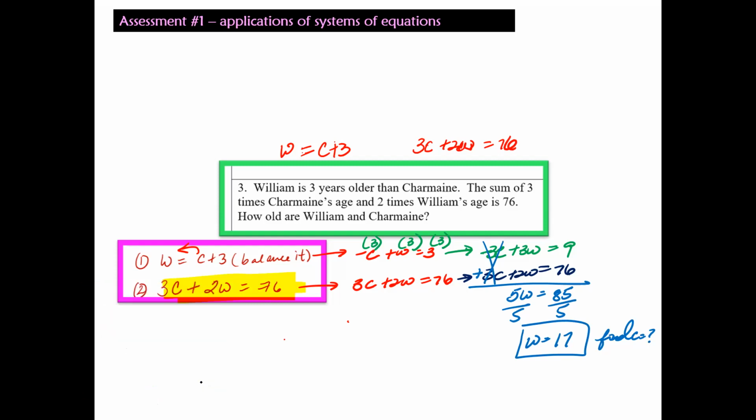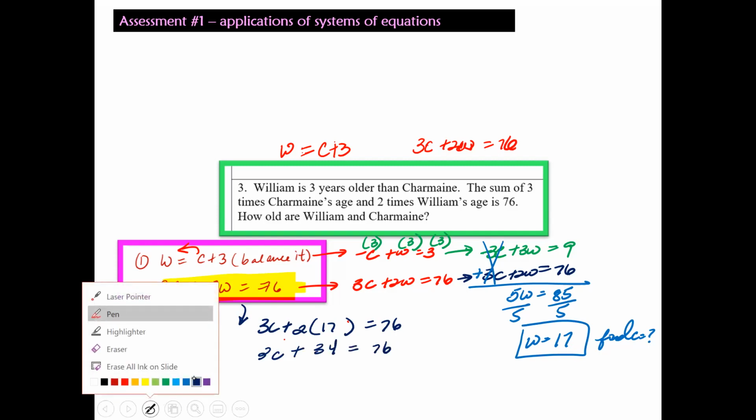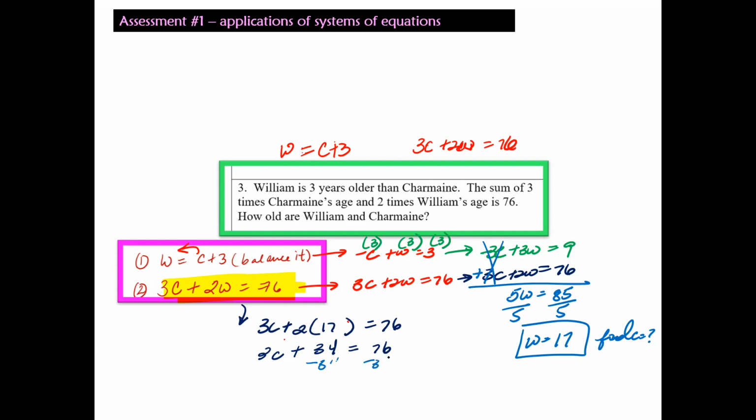So let's find Charmaine's age, which is C. In this equation, you have 3C plus 2 times W. You just found out that W is 17, so 3C plus 2 times 17, which is 34, equals 76. This is just a two-step equation. Let's subtract the 34 on both sides. 34 cancels, 76 minus 34 is 42. And we're going to divide both sides by 3. So Charmaine's age is going to be 14.